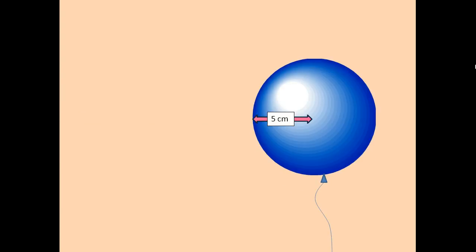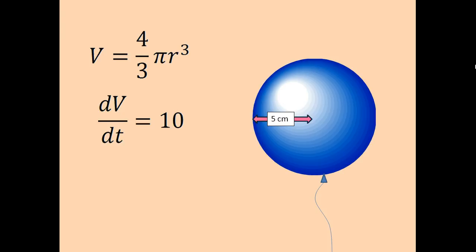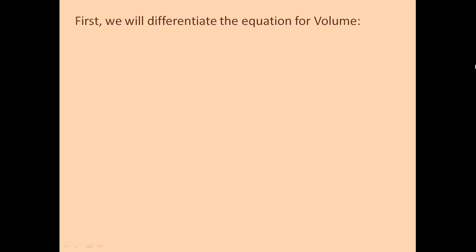We know that the radius is 5 centimeters long at the time that we're trying to find how fast the radius is changing. And we have the equation for the volume of a sphere, which is 4/3 pi r cubed. And we know that the volume is changing at a rate of 10. So that means that dV/dt equals 10. And we also know that r equals 5.